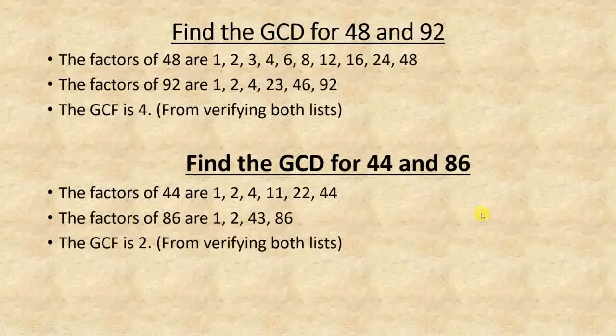So what about the greatest common divisor for 44 and 86? Again I want to say greatest common divisor or greatest common factor, they are the same. What are the factors for 44? 1, 2, 4, 11, 22 and 44. They all divide 44 evenly. And what are the factors for 86? 1, 2, 43 and 86. The common factors are 1 and 2. They appear in both the lists. And the greatest common factor or divisor is 2. Amongst 1 and 2, 2 is the greatest.